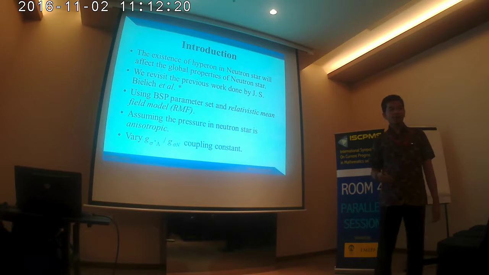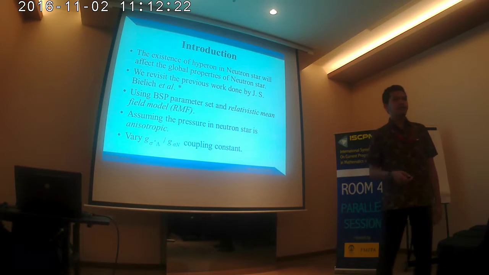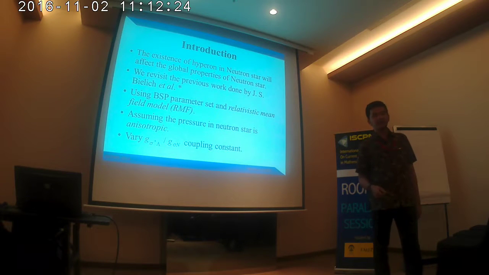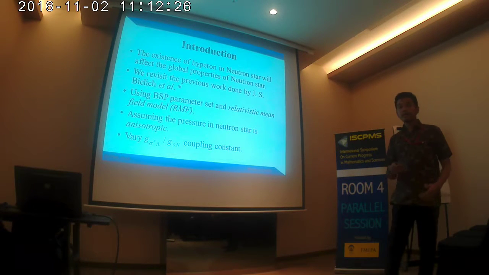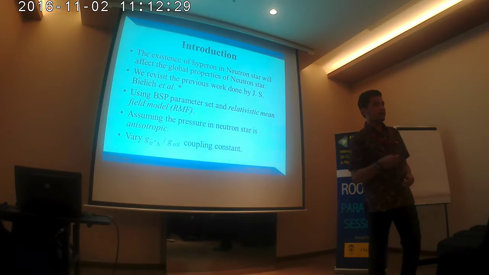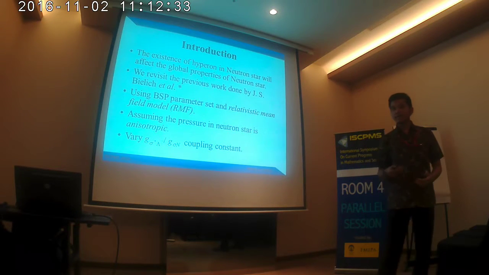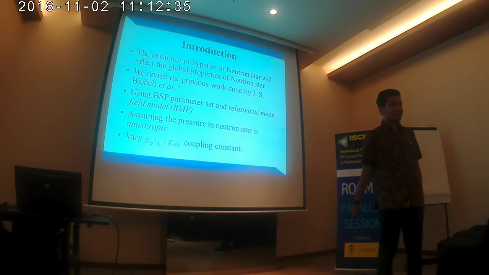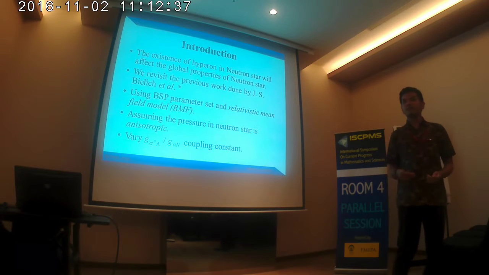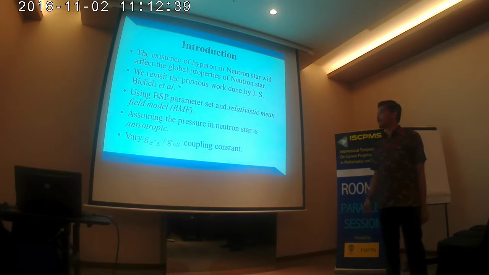And this work has been done before by Jorgen Tuckner-Billig et al. They got a neutron star with a small radius, about 8 kilometers, which indicates the existence of hyperon stars. It means the star is dominated by hyperons.